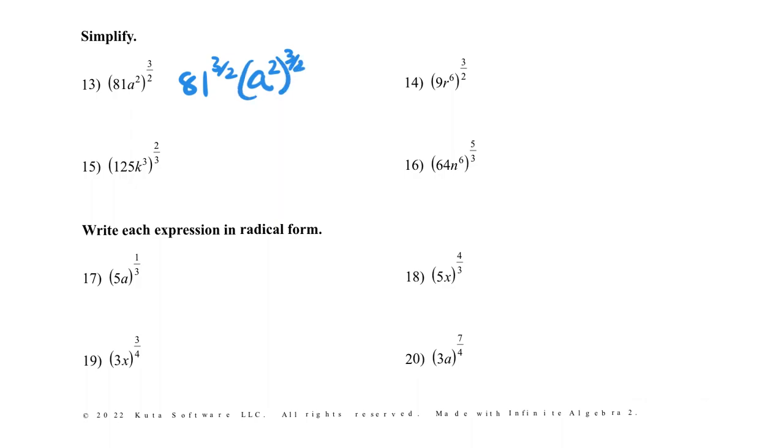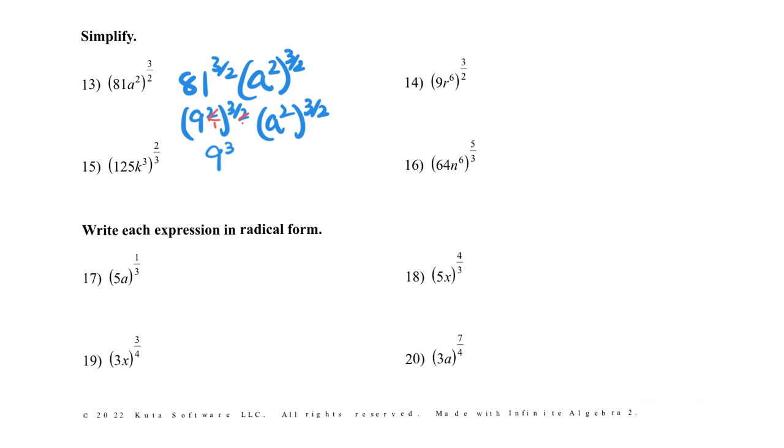And it's helpful to think of 81 as 9 squared, because when you have a power raised to another power, you're going to multiply those exponents together, and 2 times 3/2 is going to cancel. That's like 2 over 1 times 3 over 2. These 2's are going to be canceled, and so we're left with just 9 to the 3rd power.